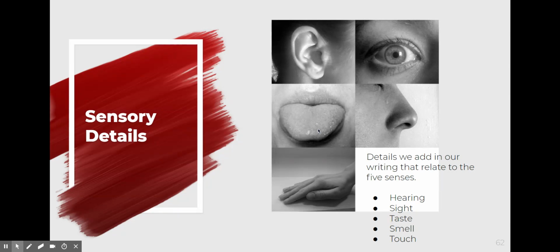Sensory details are details we add in our writing that relate to the five senses. Of course, we have hearing, sight, taste, smell, and touch. This is something we learn about when we're very, very young, but it's something that can be kind of difficult to add to our writing.